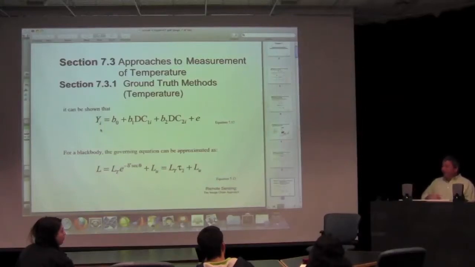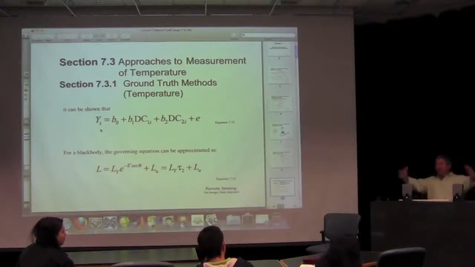We're at the University of Arizona. Why is that? They're in the desert, right? So they have a big target that they can use to do the reflective portions of the spectrum.